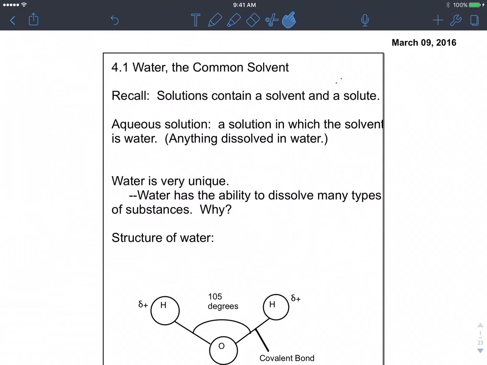We are now moving on into Chapter 4. Chapter 4 is going to consist of specific types of chemistry having to do with specific types of reactions. But in order to understand reactions, we need to understand how reactions take place.